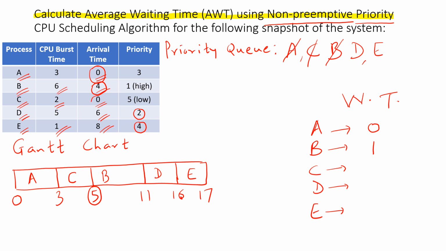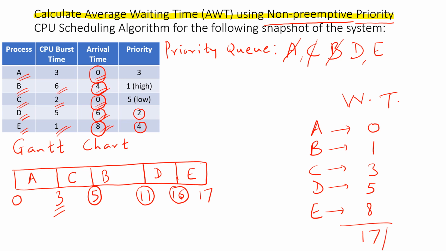Process C came at 0, got the CPU at 3 and then finished, so its wait time is 3. Process D came at 6 and got the CPU at 11, so from 6 to 11 it was waiting, that is 5 units of time. And finally process E, which came at time unit 8 and got the CPU at time unit 16, so from 8 to 16 it was waiting, that is 8. So the total wait time happens to be 17.